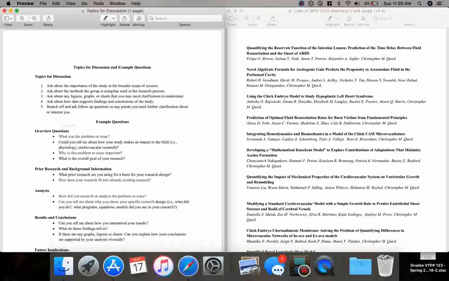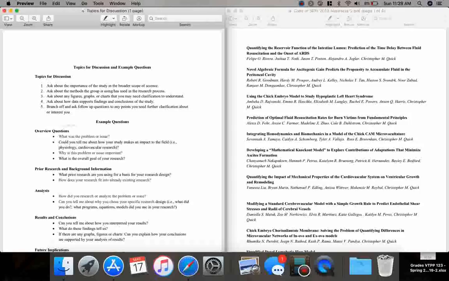Topics for discussion can be seen on the left side of the page. This is the PDF that I gave you. There's different topics. Ask about the importance of the study in a broader scope to science, about the methods, figures, data supports. Branch off and ask follow-up questions, any points you need further clarification about or interest you.